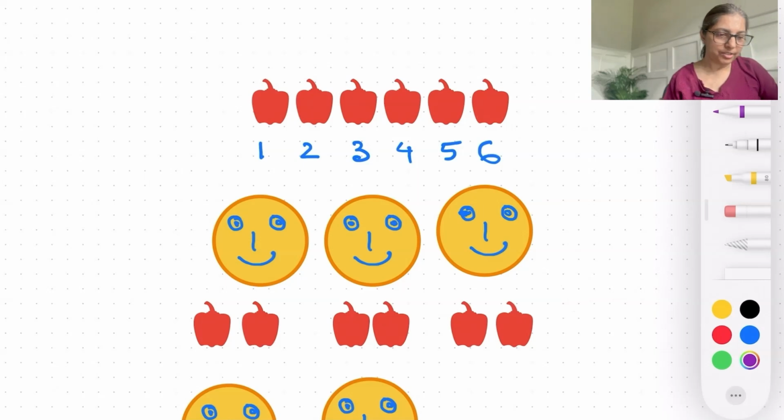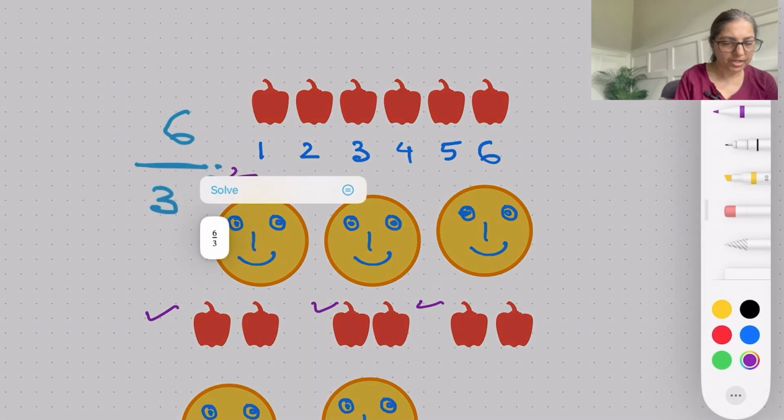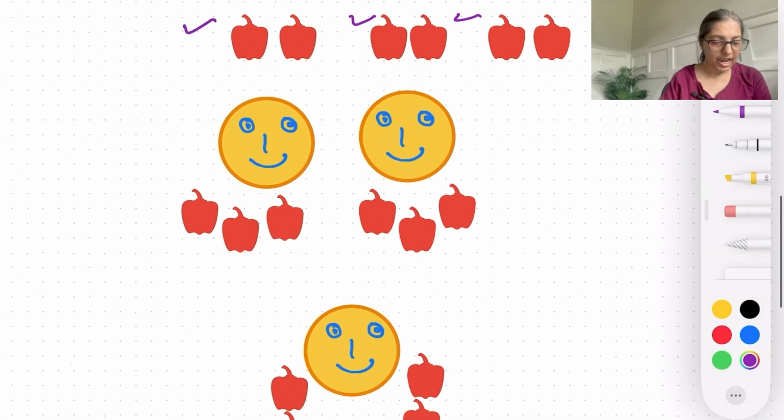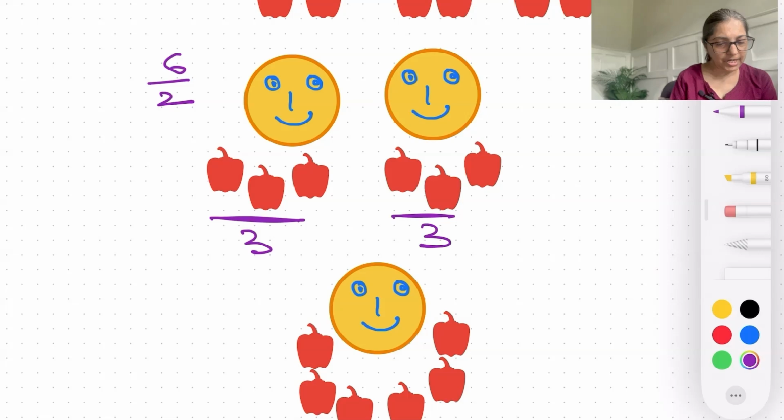As you can see on the screen, you see a bunch of apples and some smiley faces. So we have 6 apples, and let's say we wanted to divide them among 3 people. These 6 apples get divided among 3 people, and each of them gets 2 apples, right? That's pretty easy. Now, let's say we only have 2 people and we wanted to divide all those 6 apples between those 2 people. Each of them gets 3 apples.